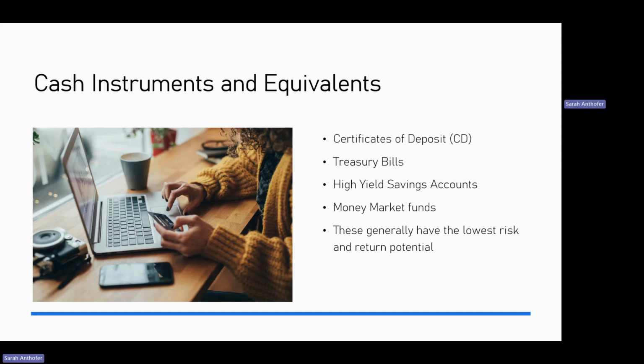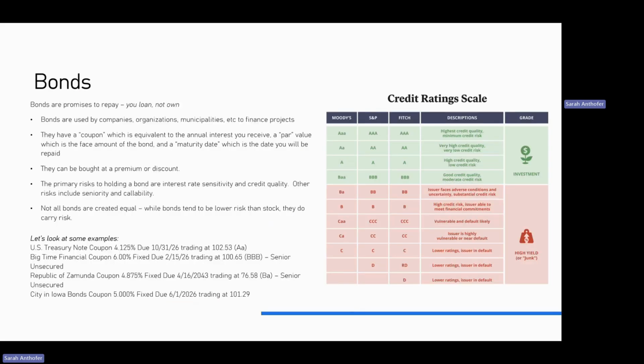To go up a layer in risk, we're going to talk a little bit about bonds. As a general rule of thumb, when we think about bonds, I like to say in a bond, you loan, not own, because what you're doing with a bond is essentially giving your money to a different organization, municipality, or company, sometimes there are other examples as well, where they're going to be using the money that you give them to finance a project, and they're going to pay you back with interest. And that's really what the bond is.